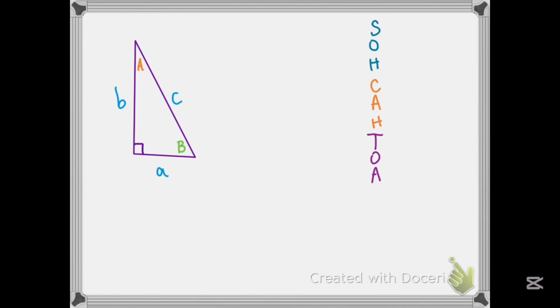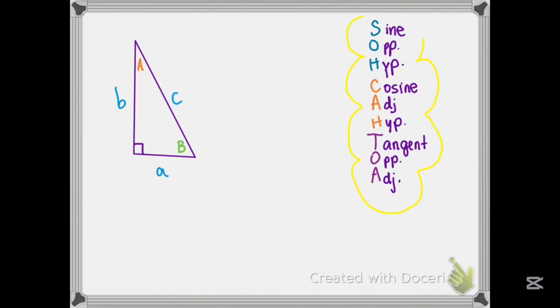SOHCAHTOA is something we use to remember these three trigonometric functions. S stands for sine, O is opposite, and H is hypotenuse. So whenever I say SO for SOHCAHTOA, I'm going to remember that sine is opposite over hypotenuse. Then I have cosine, which is adjacent over hypotenuse. And then I have tangent, which is opposite over adjacent. So this is an easy way to remember these three relationships.